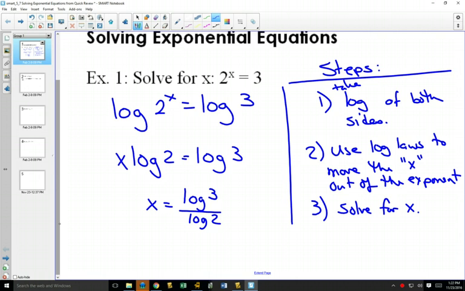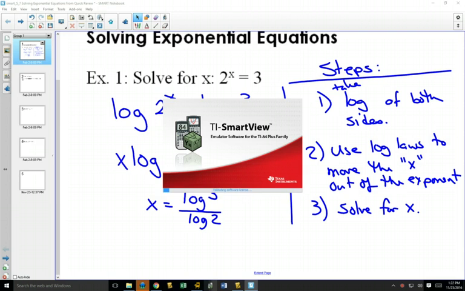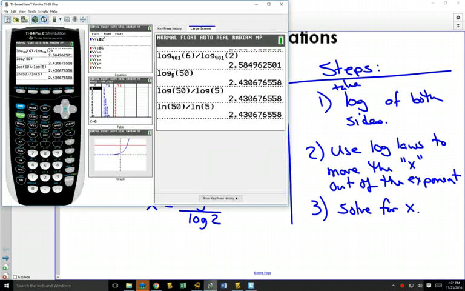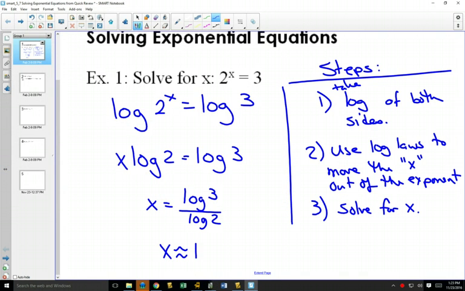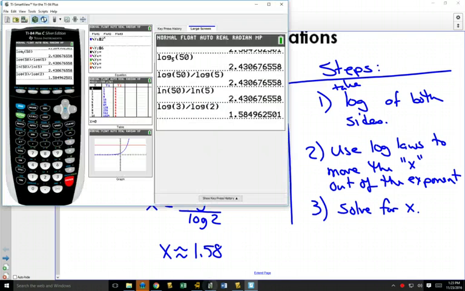Now, the really nice thing about exponential equations is they're always calculator, unless you were asked to leave your answer like this. But usually, they would like an answer to this as a decimal. So if we take out our calculator, we can type in log 3 divided by log 2. And we get an answer. So x is approximately 1.58. Now, the nice thing about your calculator is if you plug in an answer, you will be able to tell whether you should get this question right or not.